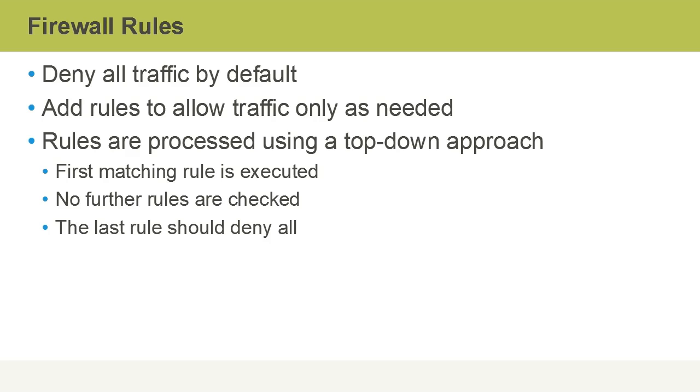So the first matching rule, so if there's some kind of criteria that matches what's in a packet, it gets executed and no further rules get checked. So the last rule then in your list of rules should be a deny all. Some products will actually display this because it's there automatically, whereas others won't display it even though it is effective.